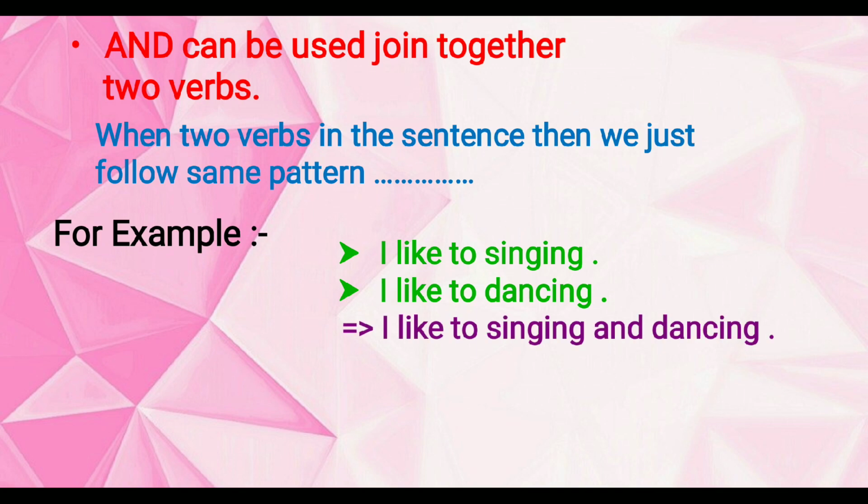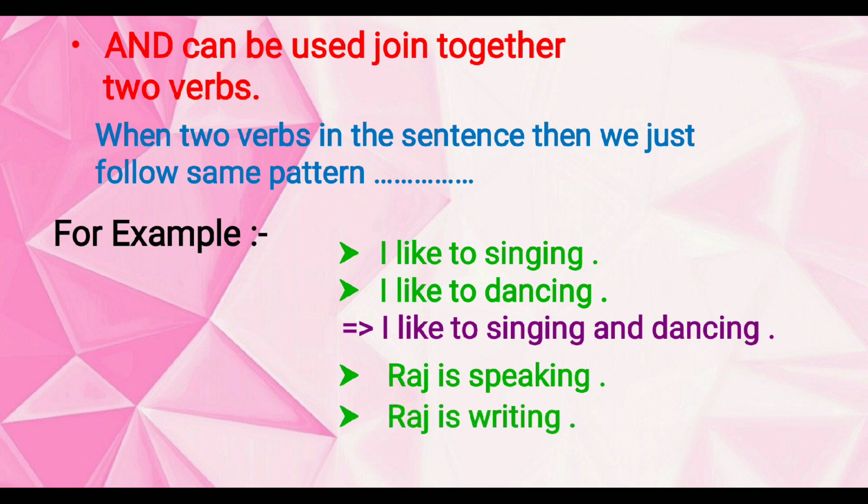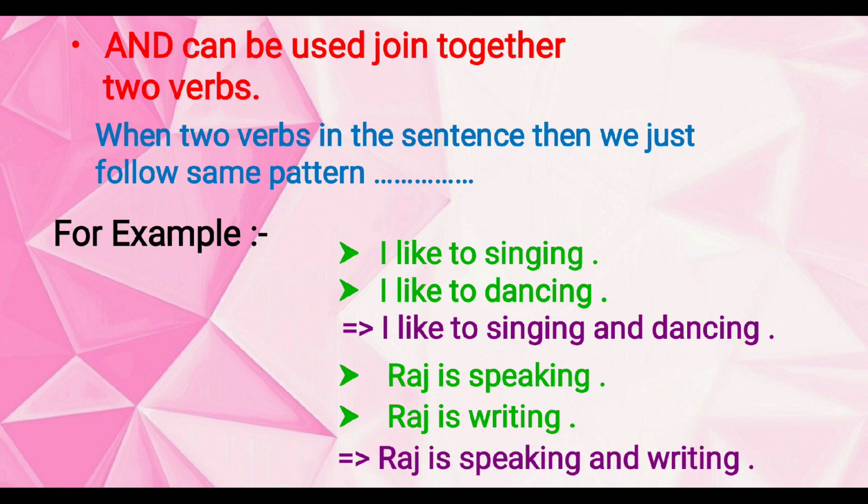So this is the way, if there are two verbs in the sentences and we want to join them, how can we use "and" to join them? Let's see another example. Raj is speaking. Raj is writing. Now we know what the verbs are. Speaking, writing are the verbs in these two sentences. Then what can we do? Yes, we will write, Raj is speaking and writing. Understand? So this is the way we use "and" to join two verbs together in a sentence.